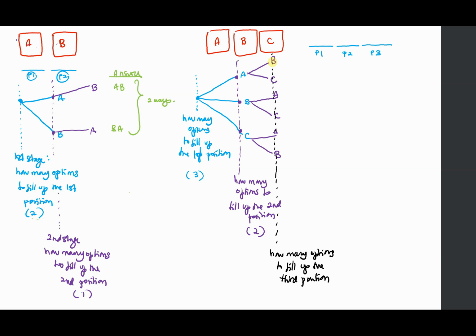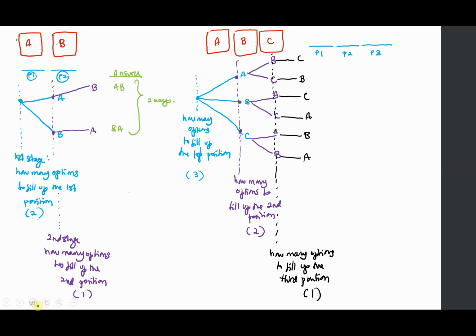If you dah pilih A, B kat sini, therefore kat sini mesti jawapan dia C lah. You dah pilih A, C, di sini mesti B. B, A, di sini mesti C. B, C, this one must be A. C, A, this one is B. C, B, this one is A. Jadi sebenarnya how many options to fill up the third position? You ada 1 option sahaja.